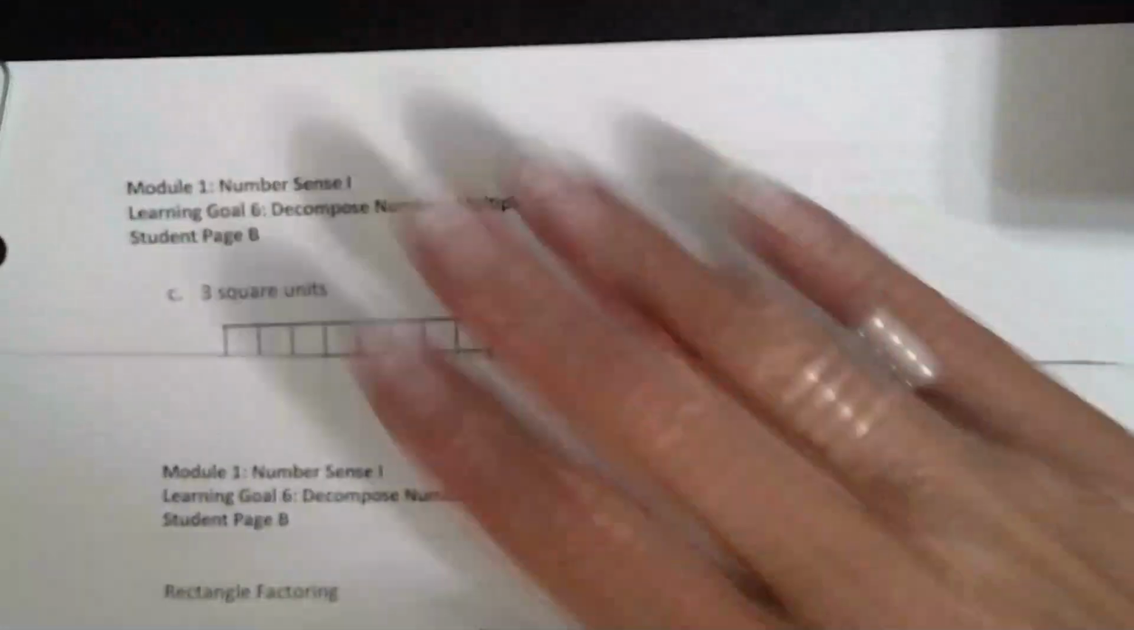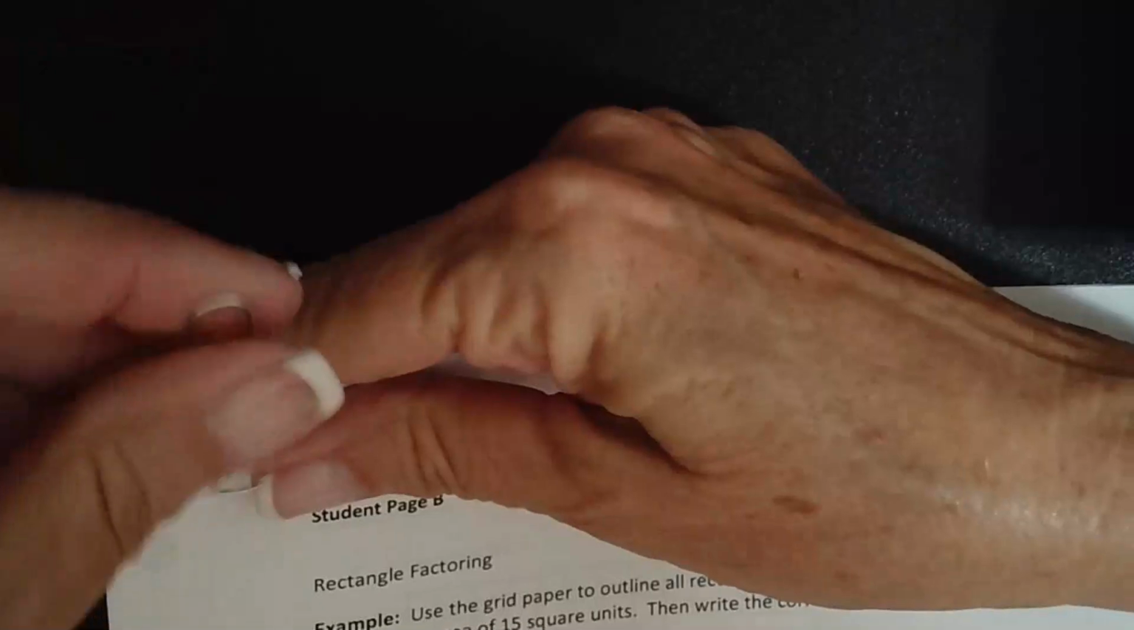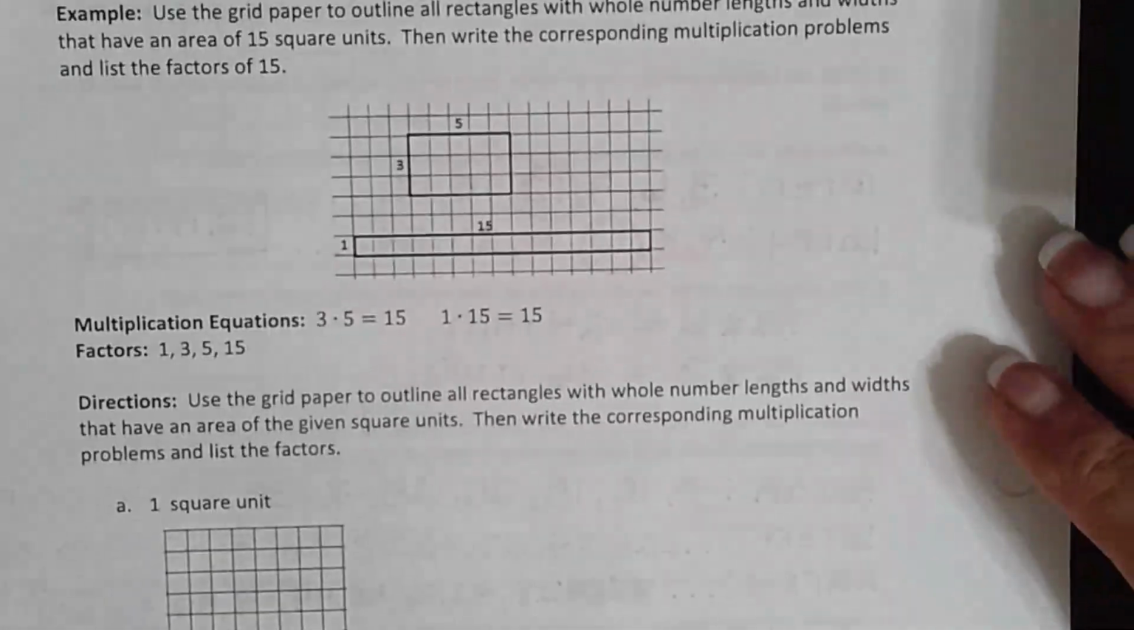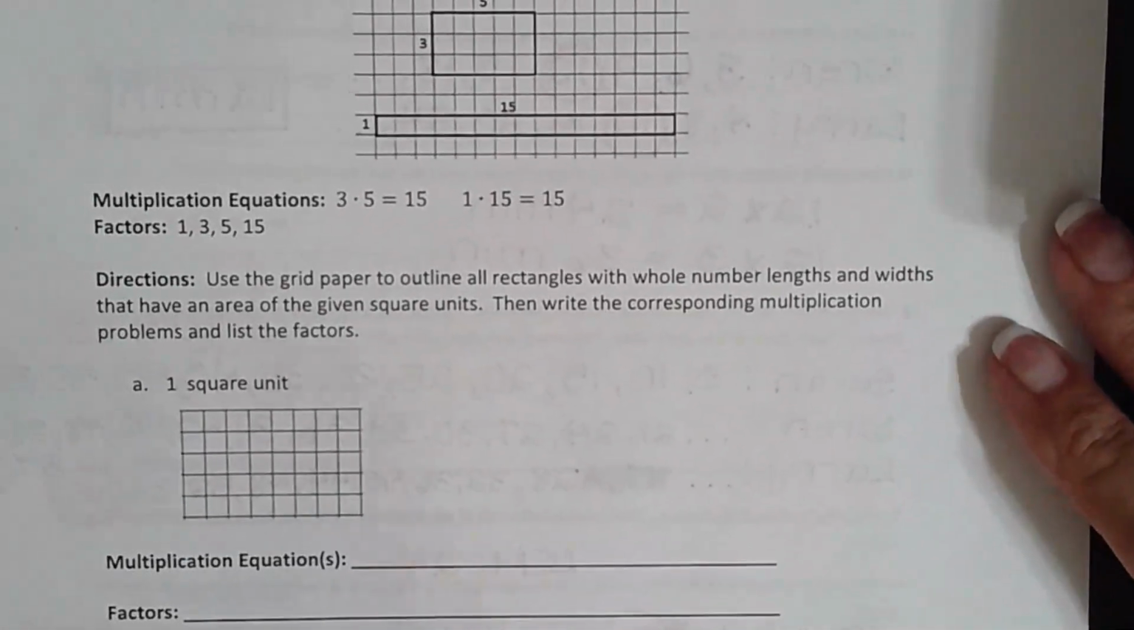Okay, let's see what's on the next side. We're going to talk about factors, and we're going to use rectangles. You might want to have a highlighter for this. It makes it a lot easier. You could outline it in a different color, whatever.